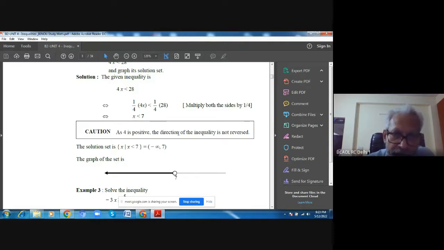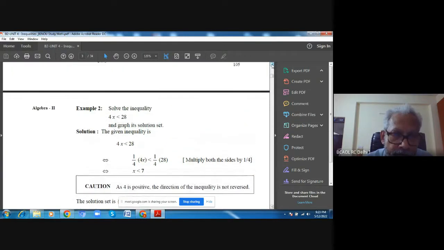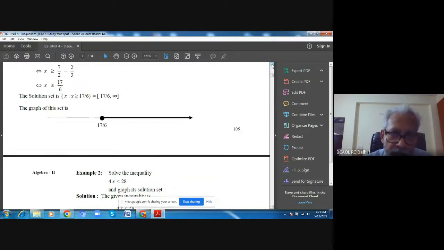If the sign has changed, then automatically it will be reversed. Now it is not reversed because the direction is this side only. This is the philosophy, the fallacy you have to remember, what the rule actually says. Suppose if you plot this in this side, it will be wrong. You can compare it with the earlier one.